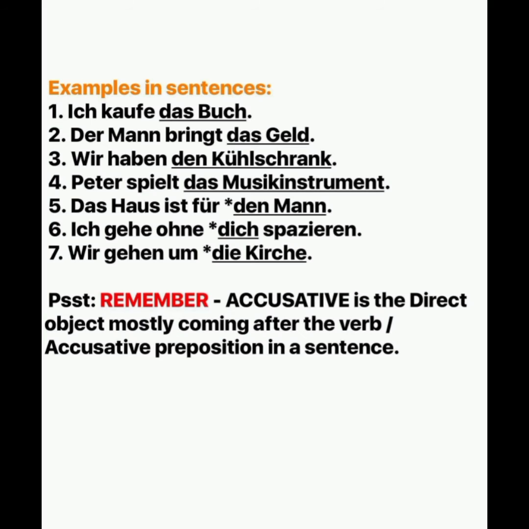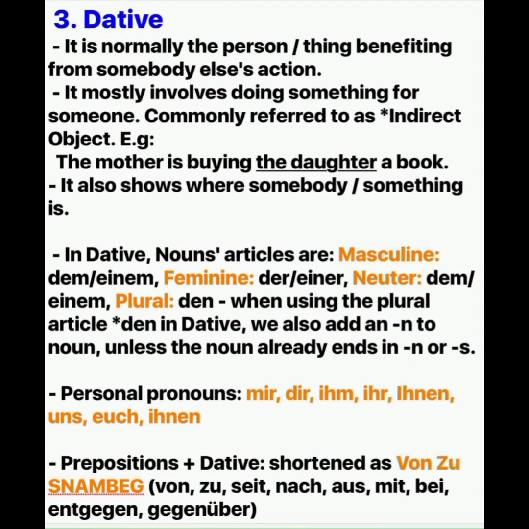Then you have the third case, which is dative. What do we mean by dative? Now, this one is normally the person or the thing benefiting from somebody else's action. Dative is normally that person that is being done for, that something is being done on behalf of them. It mostly involves doing something for someone. Commonly, it is referred to as the indirect object.